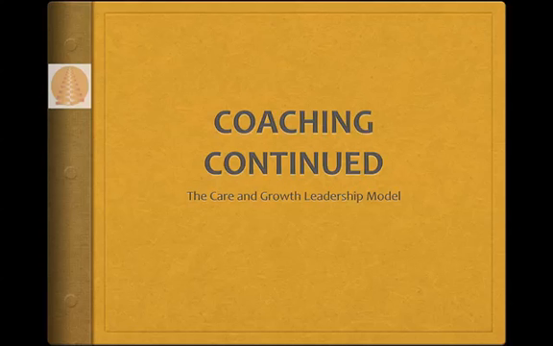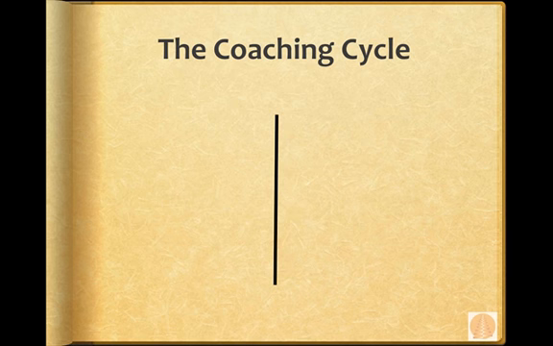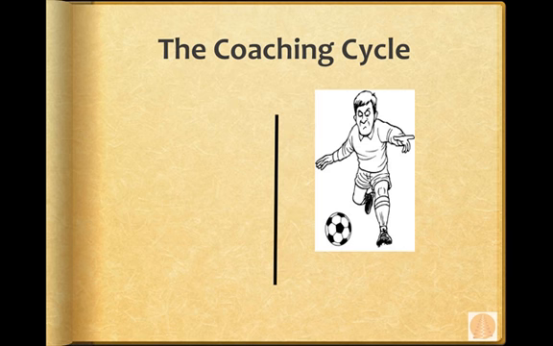We're now going to continue our investigation into how the care and growth model affects the issue of coaching by looking at the actual process of coaching. Now, if one considers coaching as process, then what becomes apparent is that it goes through a cycle. In the first instance, there's a piece to the process which is really concerned with the athlete being on the field playing the game, and we can call that part of the process action.